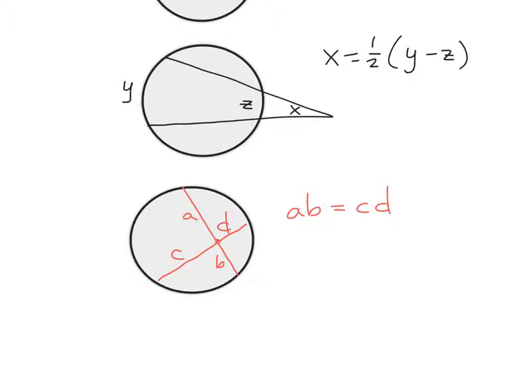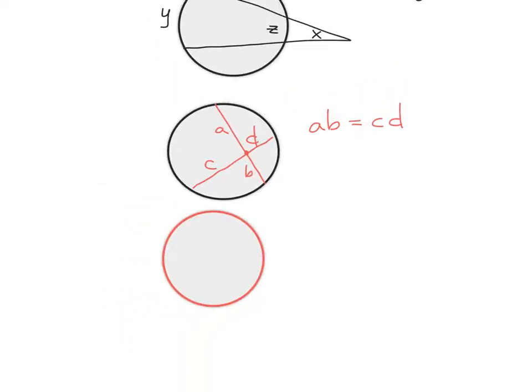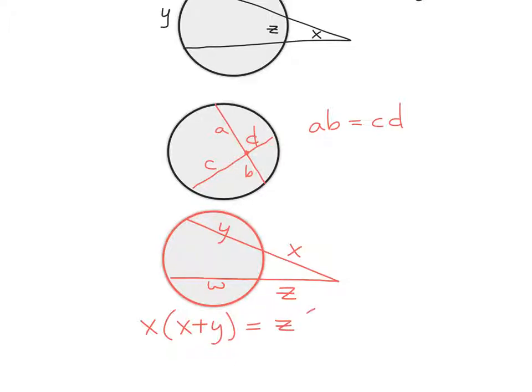If it is, oh, I already made my circle. Okay, sorry. If that is meeting outside, and this is X, Y, Z, and W, we'll say, now it's where you do X times X plus Y equals Z times Z plus W.